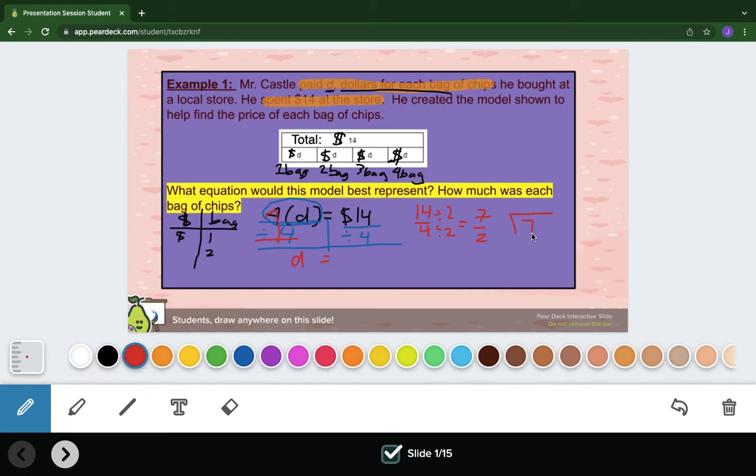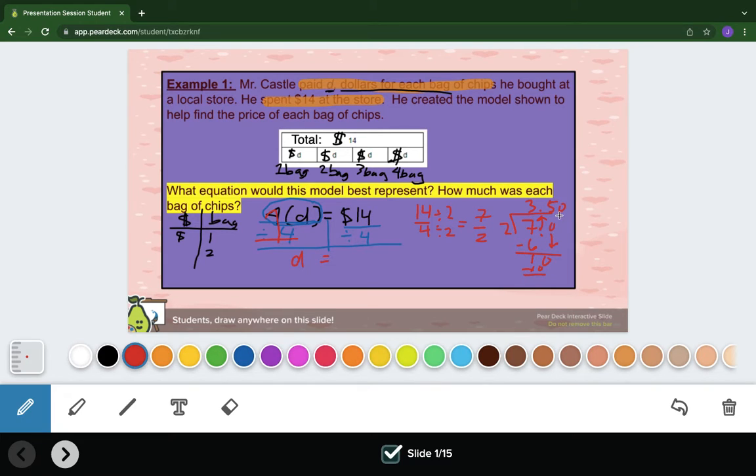7 would go in the house, 2 would go outside. 2 can go into 7 3 times. 3 times 2 is 6. I subtract, I get 1. Remember, I need my decimal and my 0. Bring up my decimal. Bring down my 0. 2 times what should give me 10, and that's 5. And that's 10. I subtract and I get 0.